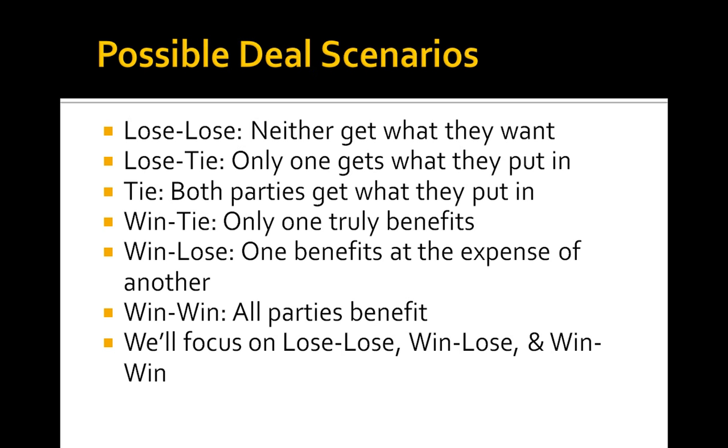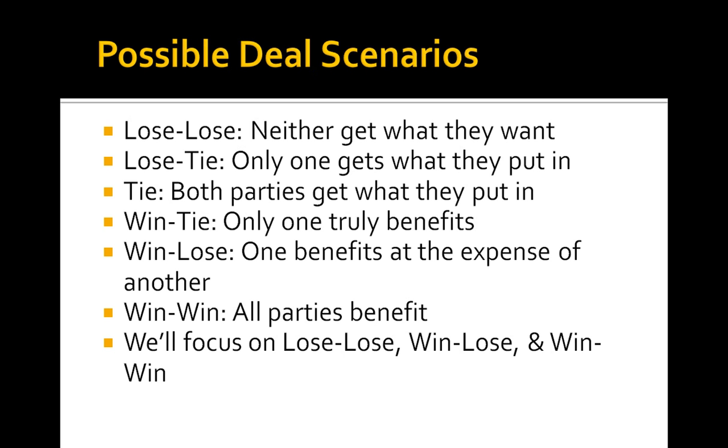The next one is a lose-tie. So a lose-tie happens where one is a null set. They don't really benefit from what happened, but it's also not to their detriment, where for the other side, it was done to their detriment. The next one is a tie. So that's pretty much a null set where both parties or all the parties involved get essentially what they put in and nothing more.